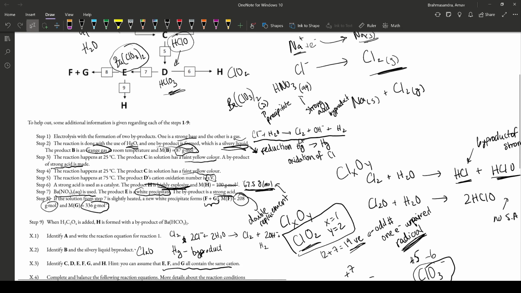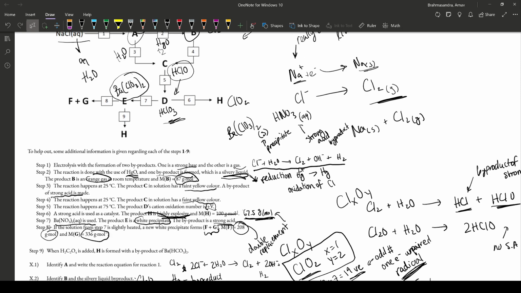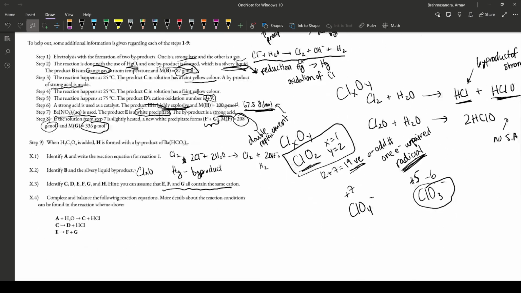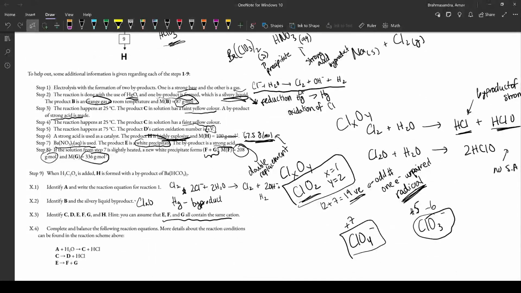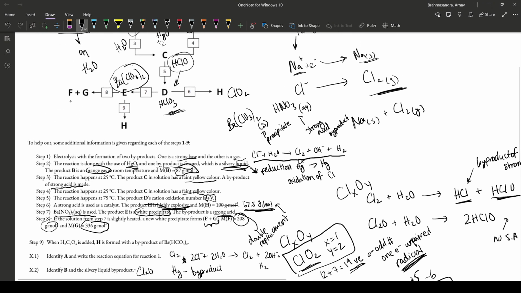The only way for chlorine to oxidize: chlorine is at a +5 oxidation state right now, if we remember that from D. So it can only go to +6 and +7. +7 is very, very common. That's our perchlorate anion, ClO4-. And remember we said that's sort of our final stop. Perchlorate is the highest oxidation state of chlorine, and F and G is our final stop.